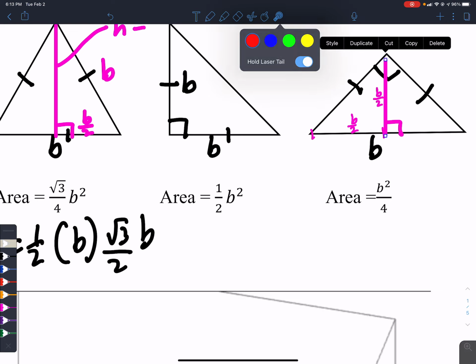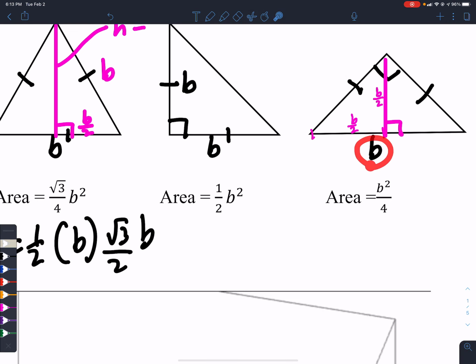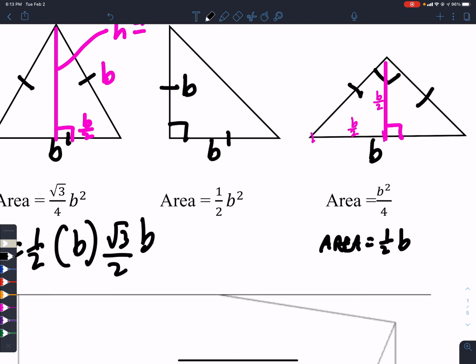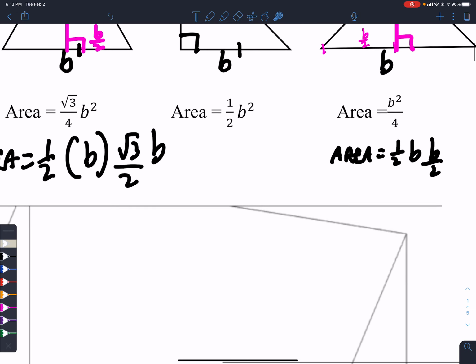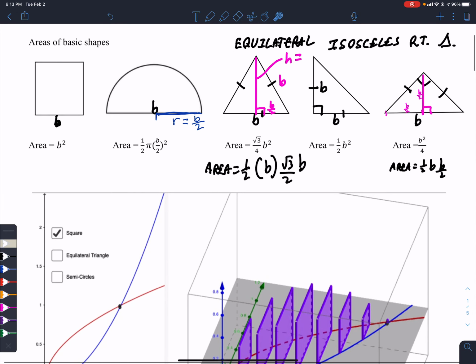The area is 1/2 the base, right? So 1/2 b, I'll write that down here, times the height's b over 2. So there you get your b squared over 4. So these are some formulas you should know in order to do some of these.